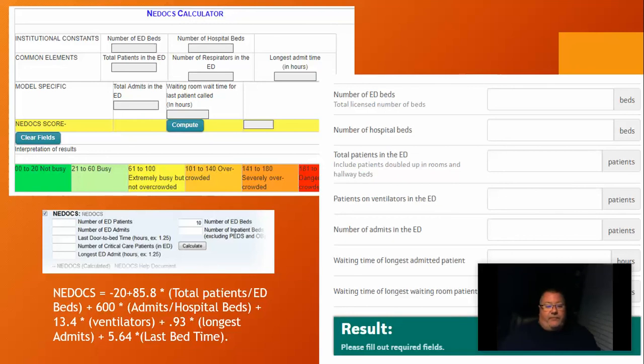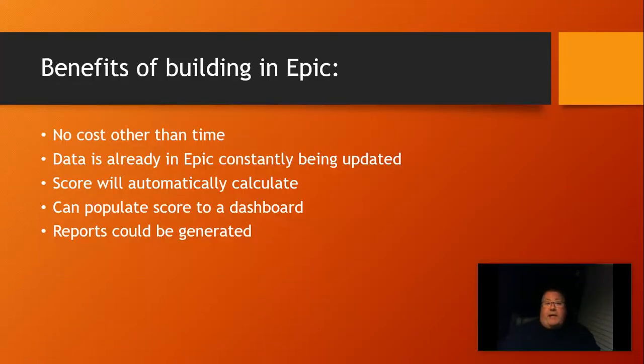So the benefits of building a scoring tool in EPIC is there's no cost other than time to build it in EPIC. The data is already in EPIC and constantly being updated. The score would automatically calculate, and it could populate to a dashboard which the ED already uses, and reports could be generated to be able to look back on any given day and time to see what the score was during that time frame.